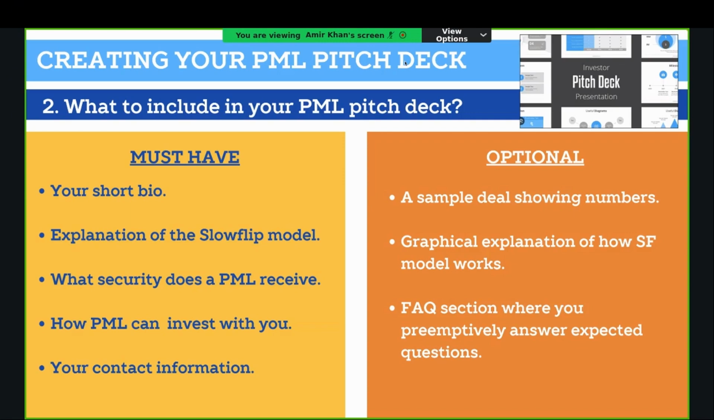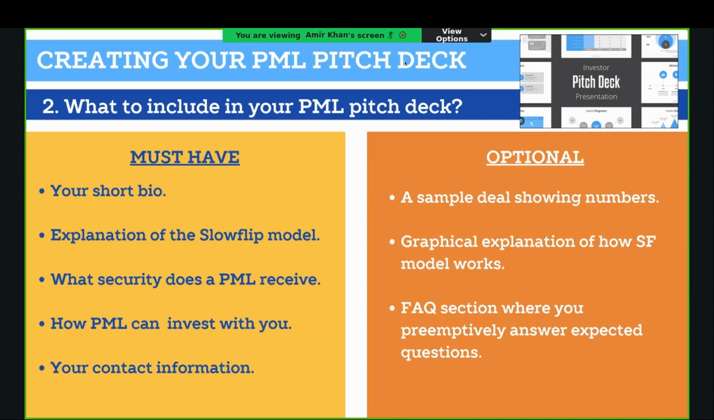Explanation of the slow flip model. Now, this is big. You have to be able to explain as simply as possible in your own words what is the slow flip model. This is very important. What is the security? What security are you giving your private money lender? So I'll go through that in detail.